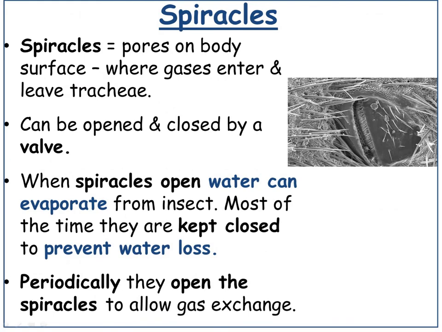Just a little note about spiracles. So spiracles are pores on the body surface of an insect where the gases can enter and leave the trachea. They can be opened and closed by a valve. And the only problem is when the spiracles are open, water can evaporate from the insect. So most of the time, they're usually closed so that they don't lose very much water. And then periodically, they'll open to allow gas exchange, usually when the carbon dioxide concentration has built up quite high, which triggers the valves to open the spiracles.